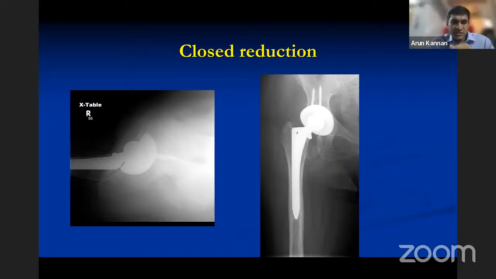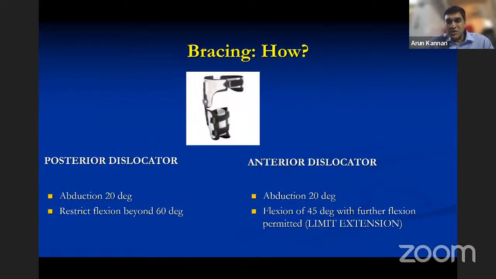Yeah, anteversion, you can see on the cross table view. It gives a fair idea of how anteverted a cup is, and it doesn't look too bad. So the question was, she was put on bracing. For posterior dislocation, one way is to put the knee brace on because it prevents hip flexion. The other, more cumbersome way is to give an abduction brace and restrict flexion. For a posterior dislocator, generally we have to restrict flexion. For an anterior dislocator like her, it is still an abduction brace, but we limit the extension. It was kept at about 45 degrees.